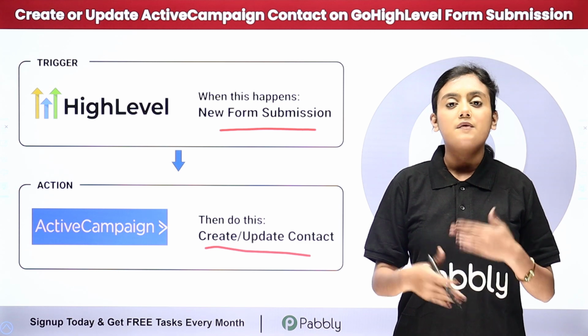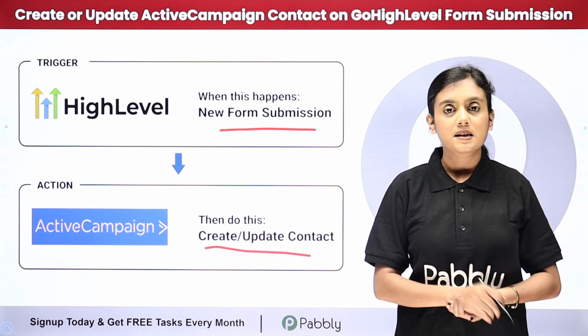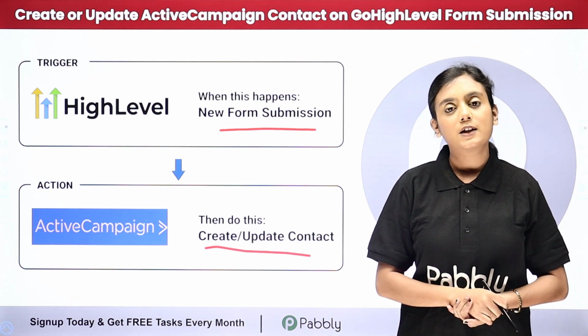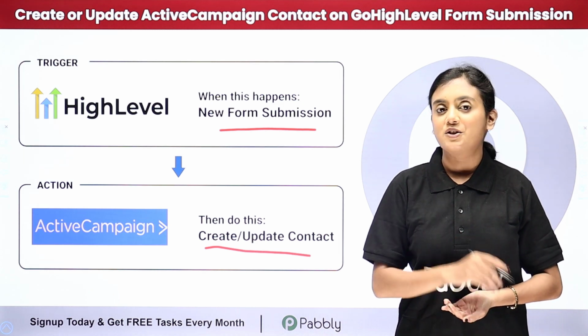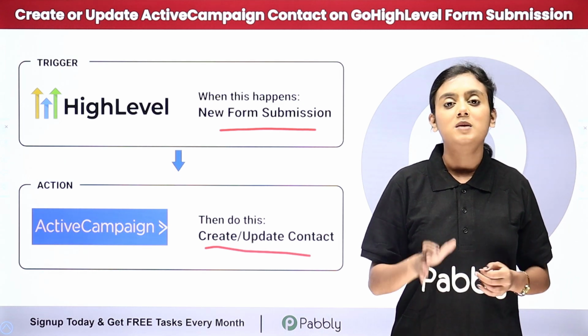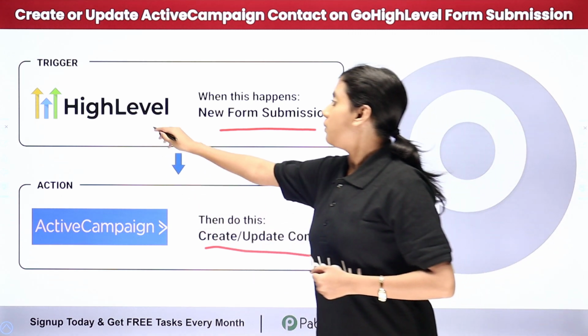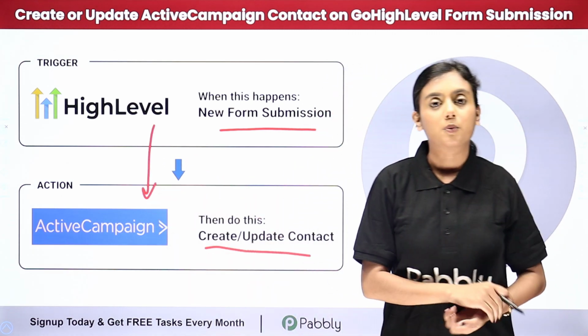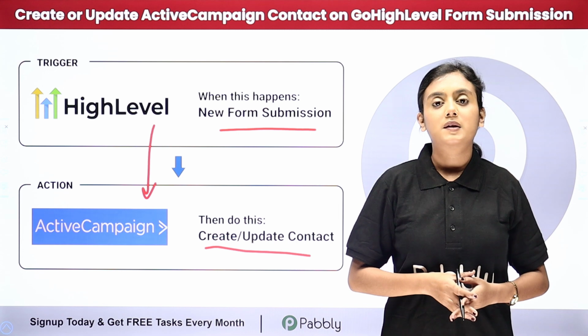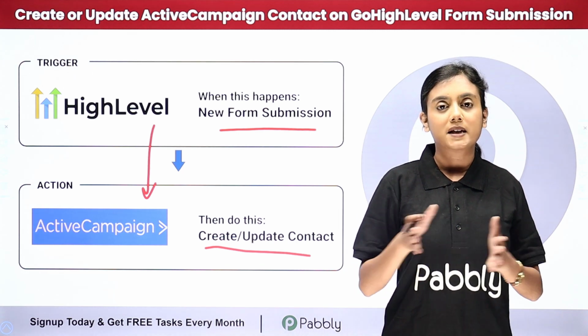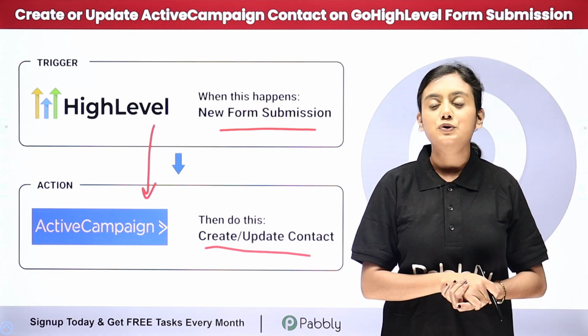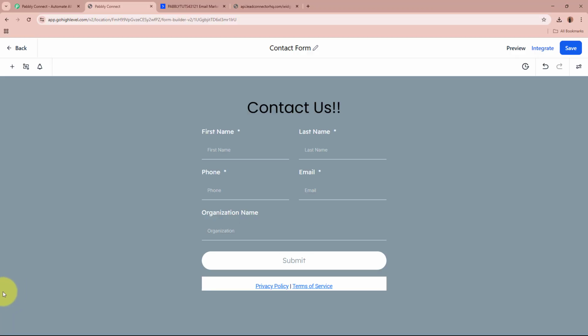So what I've done is I've simply automated this entire process with the help of Pabbly Connect, which is an amazing automation and integration software. And here in this automation, I'm going to build a connection between GoHighLevel and ActiveCampaign with the help of it. So if you also want to learn about this amazing automation process step by step, for that let me take you to my screen.